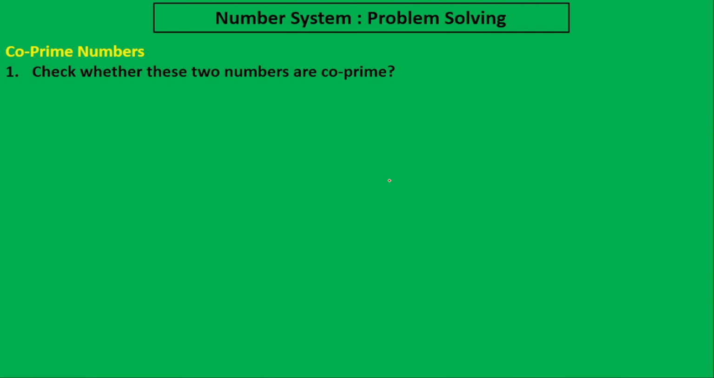Next topic is coprime numbers. We will practice. So we need to check whether these two numbers are coprime. So how will we check coprime? First write all the factors. Factors means in which integers' multiplication table these numbers come. So 10 comes in 1's table, 2's table, 5's table, 10's table.